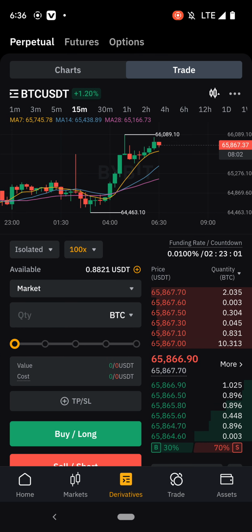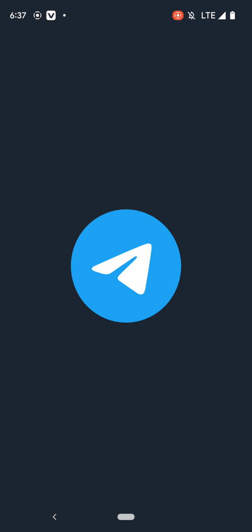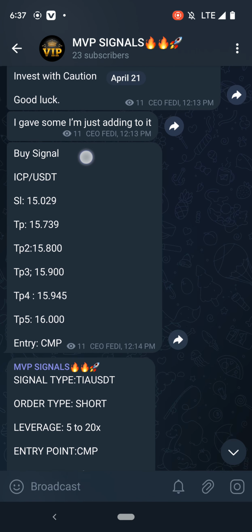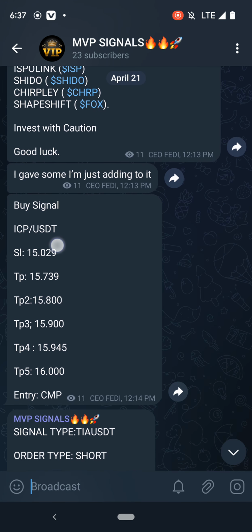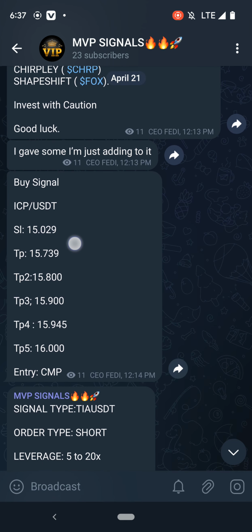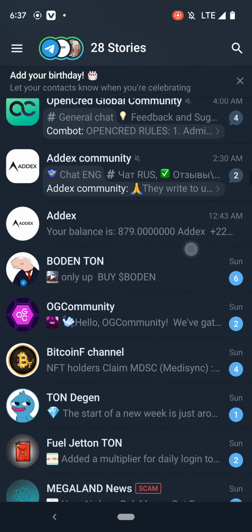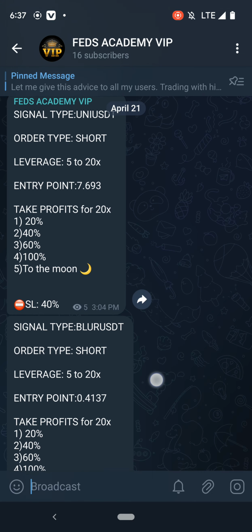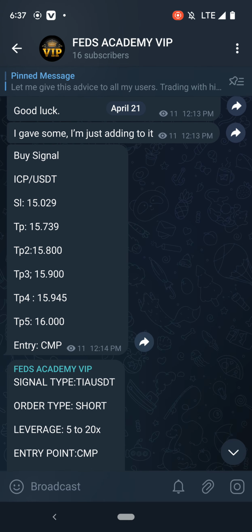So guys, the next thing now is for me to go on Telegram and take a particular signal to trade. Let me take a particular signal. Now this is a signal on ICP. From ICP we have the stop loss, we have take profit number 1, take profit number 2, 3, right up to take profit number 5. Oh sorry, let me go back. Talking about ICP. All right, this is it. We are back on ICP.